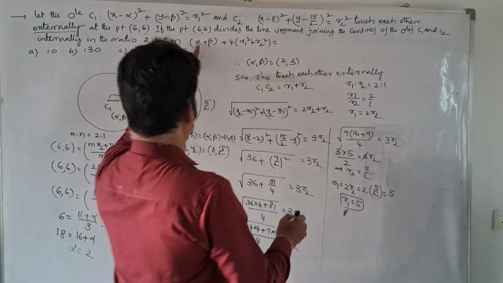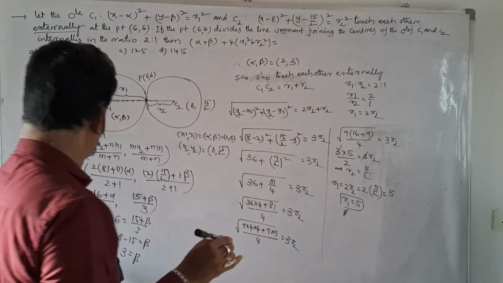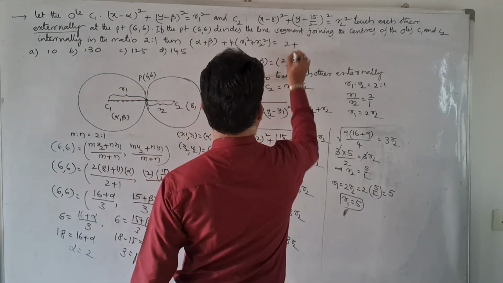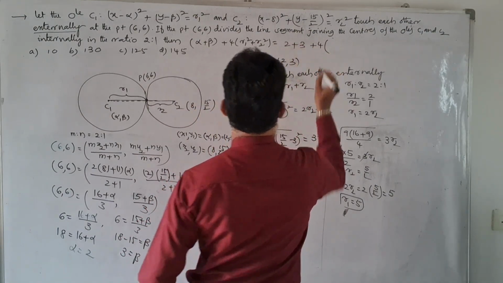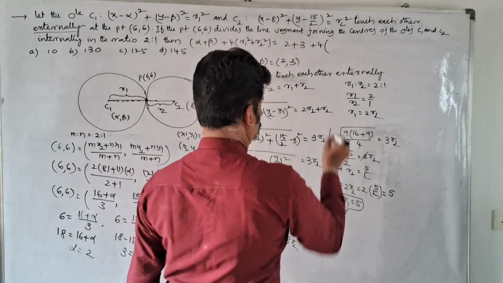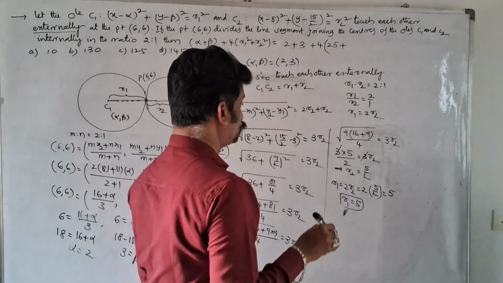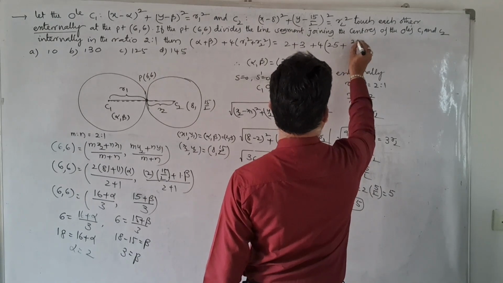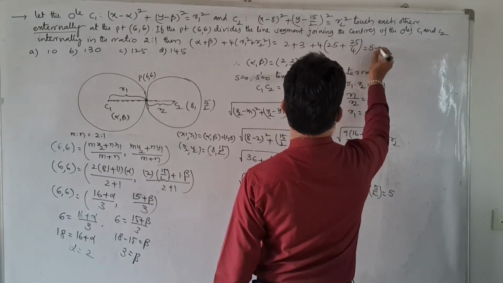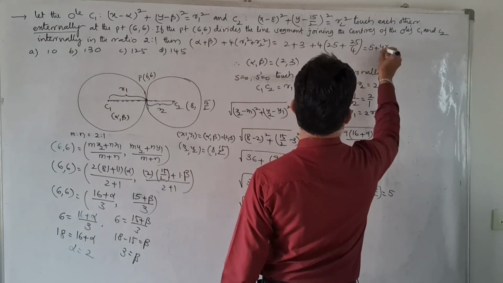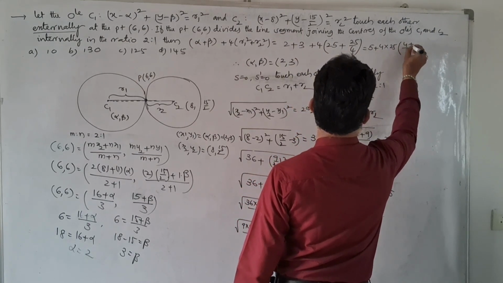Now what is the value of alpha plus beta? Alpha is equal to how much? Alpha is equal to 2. Now plus beta is equal to 3, plus 4 into R1 square. R1 square is equal to 25, plus R2 square, 25 by 4. Now this is equal to 5 into 4. Take 25 common. LCM is equal to 4, 4 plus 1.